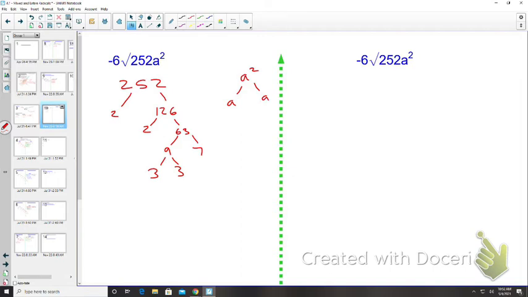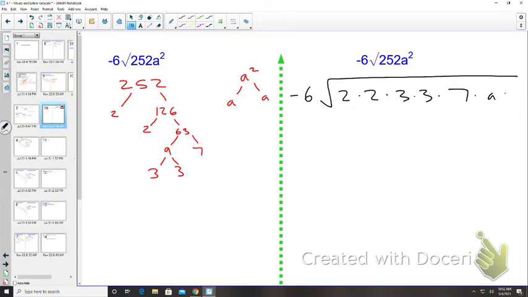Okay, so now we know our factors, right? So let's just leave our -6 outside. And then we'll put everything else inside of it, okay? So I have 2 2's, 2 3's, and a 7, and 2 A's. Okay, what is our index here? The 7 would stay inside because it doesn't have a pair. Are we taking the cube root or the square root? Or a fourth root here? Square root. Good.